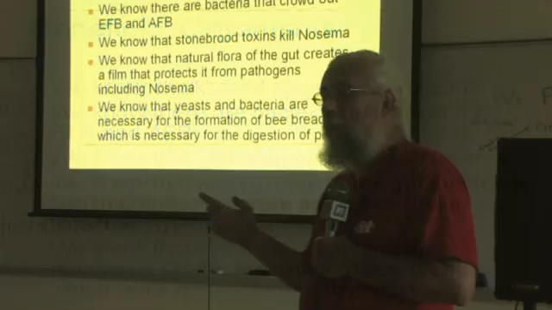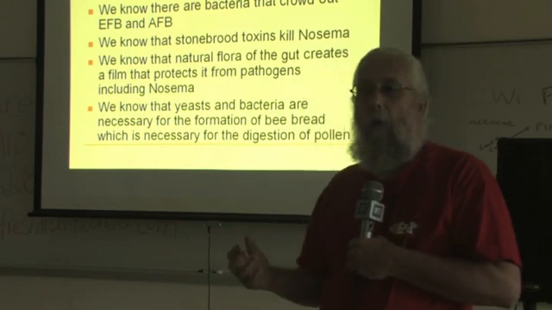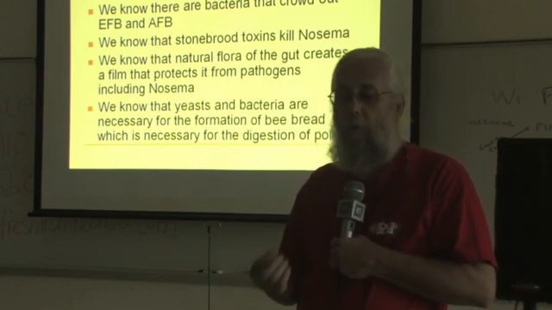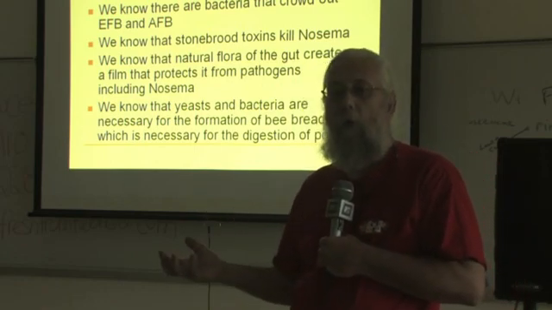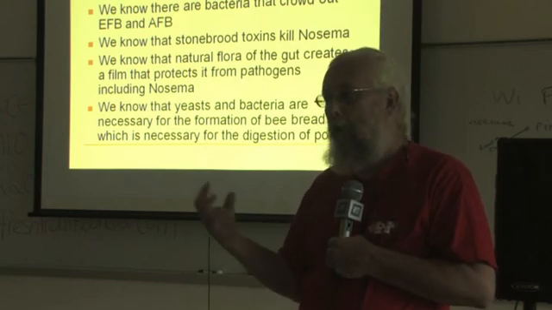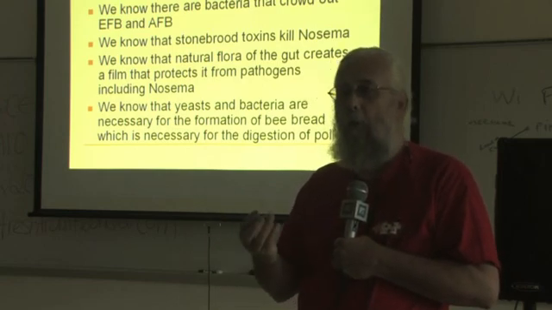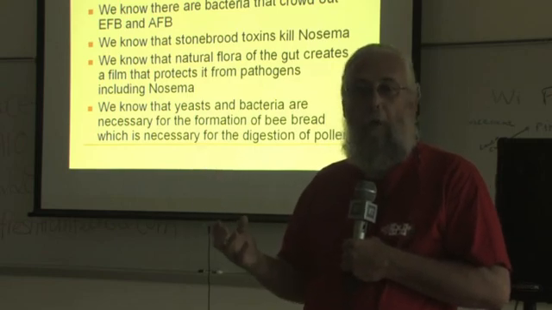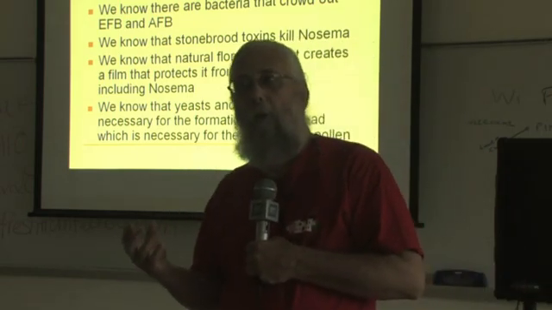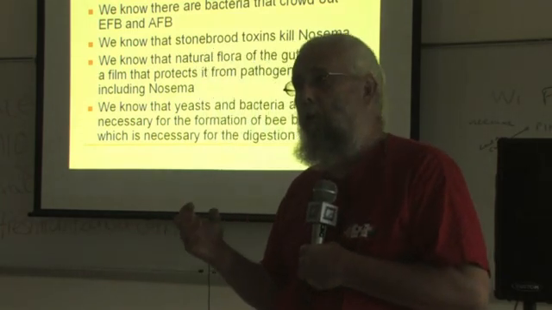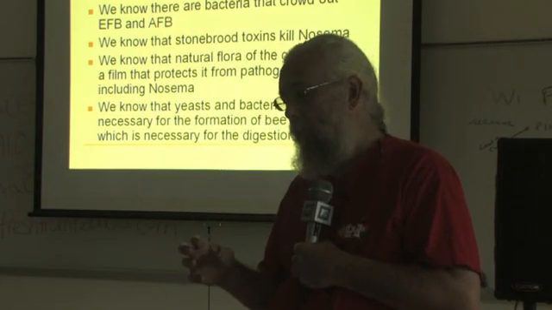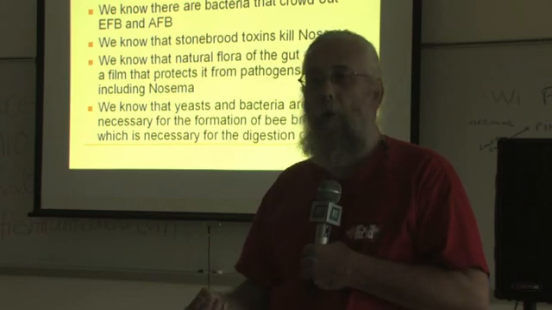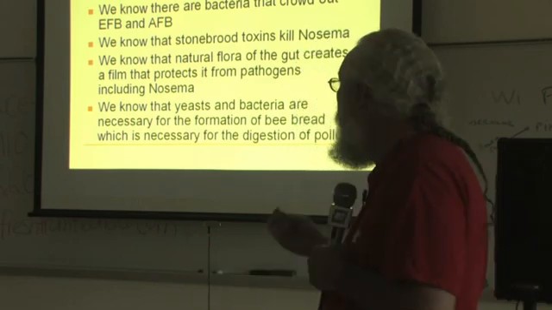Stonebrood toxin actually is what they use to make fumidil. The fungus that causes stonebrood is cultured, and they gather the toxin and they sell it to you as fumidil. Or fumagillin, or whatever they're calling it today. They keep changing the name. In theory, that's because they keep changing the delivery mechanism so that it'll dissolve better, but it's the same active ingredient.